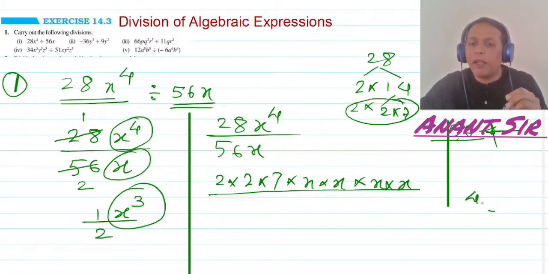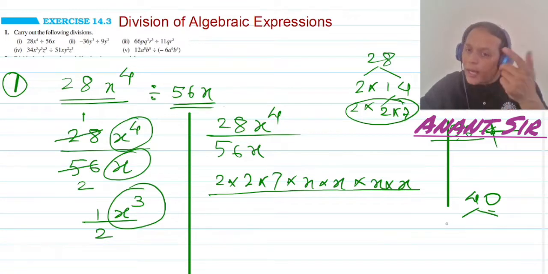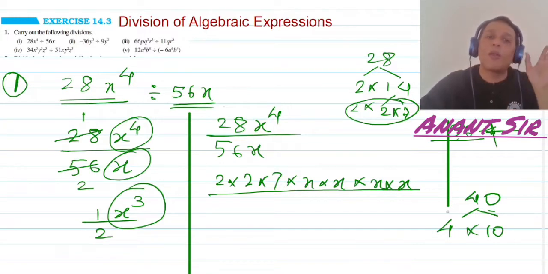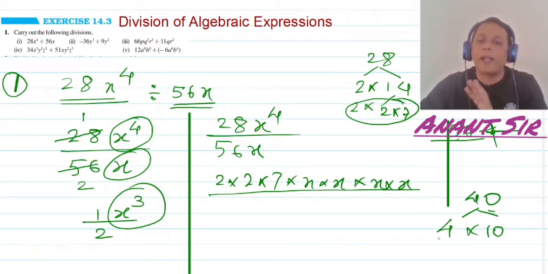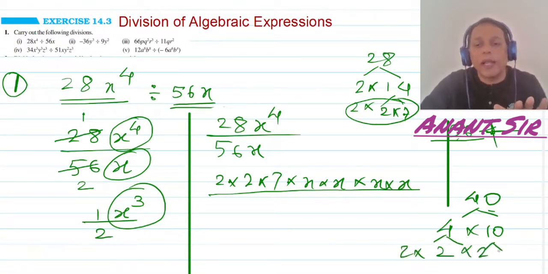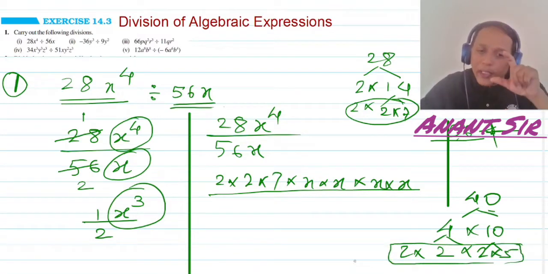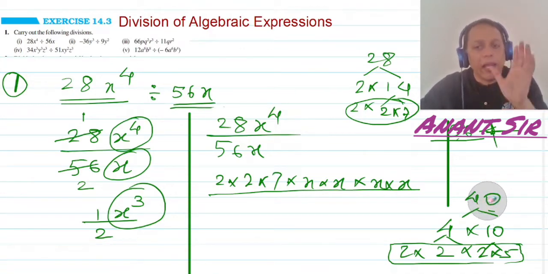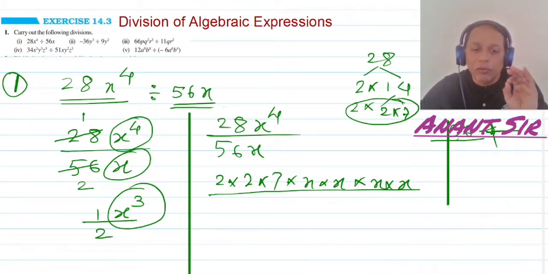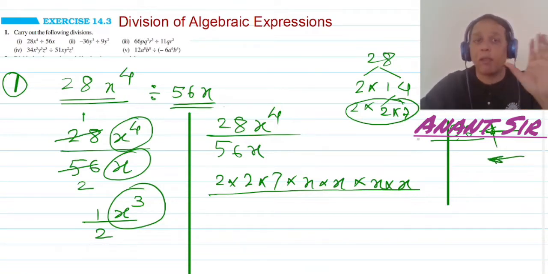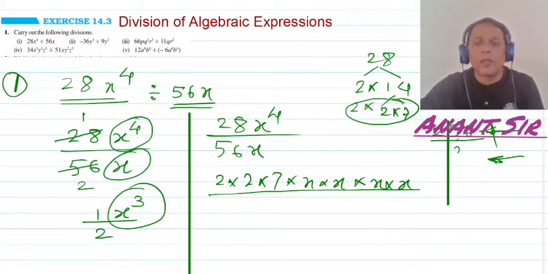For example, if I take 40, I don't need to divide by a prime number. I can use any table, 4 times 10, no problem. Here 4 and 10 are both not prime numbers, but I can use them because this is not my final answer. Now I will write 4 as 2 times 2 and 10 as 2 times 5. Now see, these are all prime numbers. So in this method you can divide by any number. But if you are using the division method, you have to remember that you have to divide by prime numbers. So if you divide by 2, you will get the answer 28.